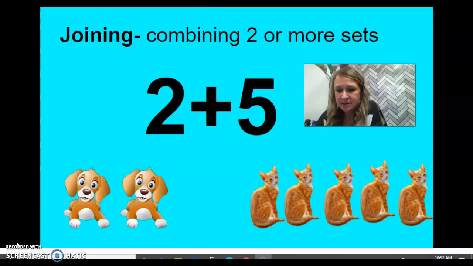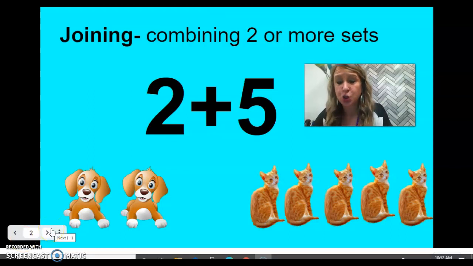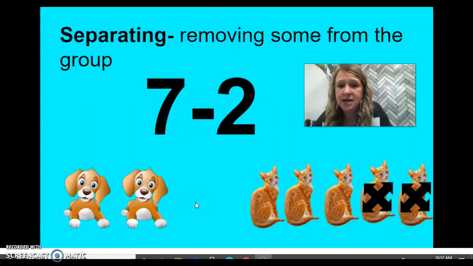Let's look at some vocabulary words. The first word is joining. Say joining. Joining is combining two or more sets. We are combining puppies and cats. Separating. Say separating. Separating is when we're removing some from the group. So we had 7 pets in all, and we're going to take away 2 of the cats. If we remove 2 of the cats, we aren't going to have 5 cats anymore.